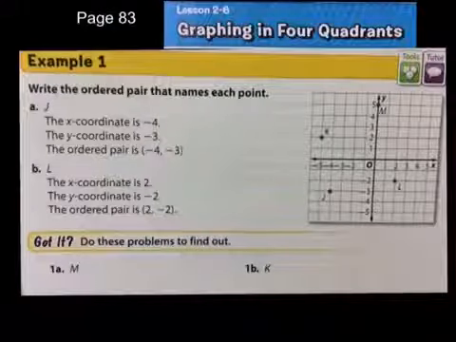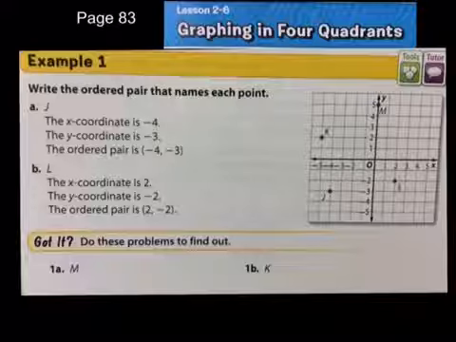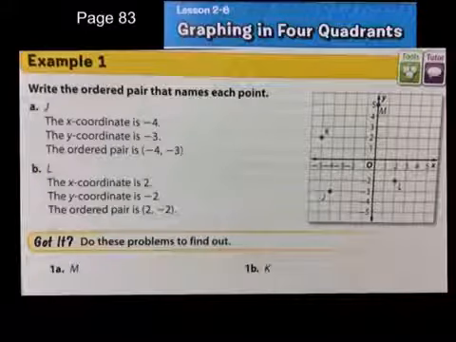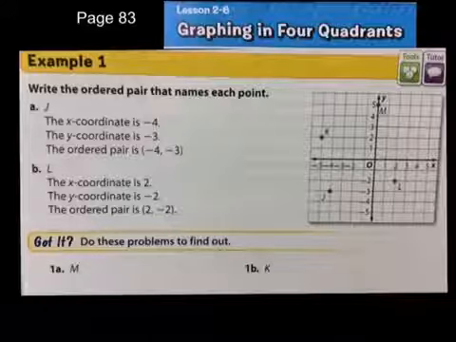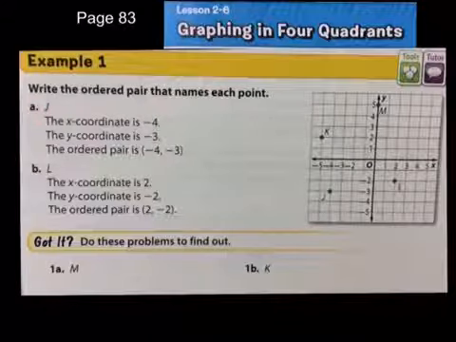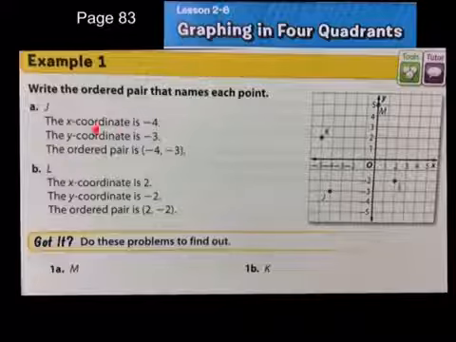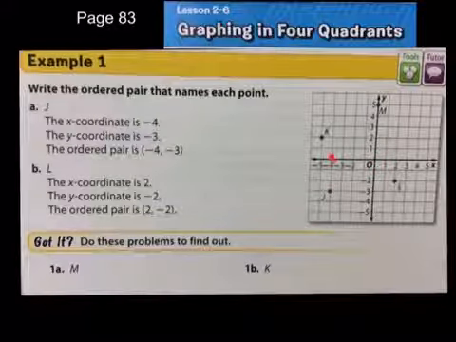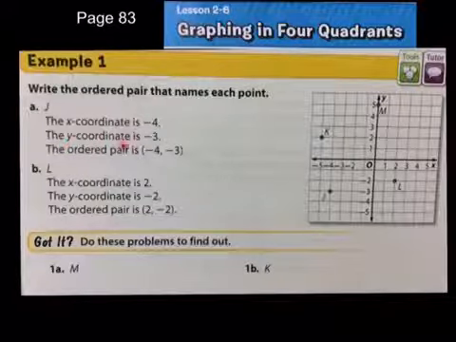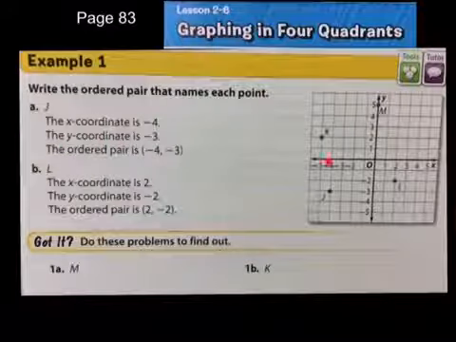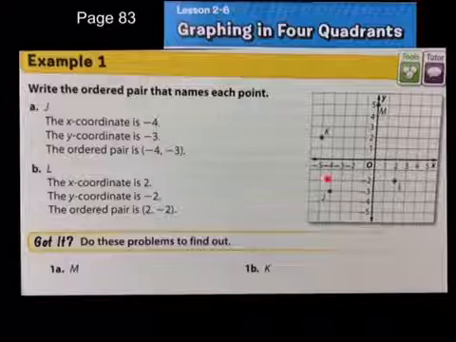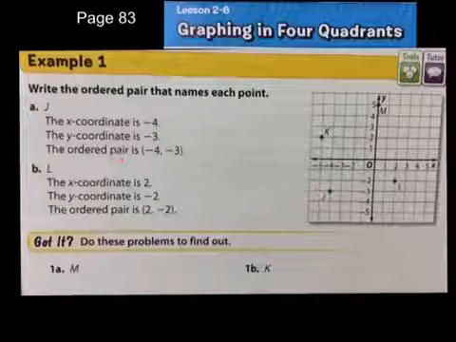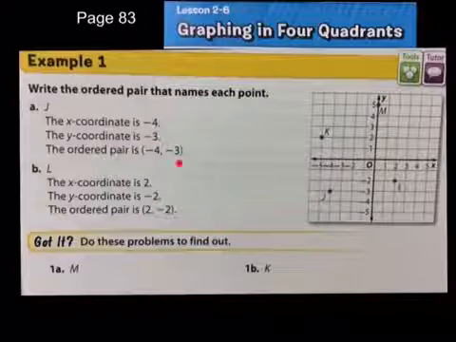So this will be a review for many of you, but let's go ahead and just take a look at what we need to know and then solve for 1A and B. Okay, so we're given the example of J. J is right there. The x-coordinate is -4. That's right, we move along the x-coordinate first to -4. And then the y-coordinate is -3. -3 means we have to move down in the y-coordinate to -3, as you see right there. Okay? And the ordered pair is (-4, -3), as you see right there.